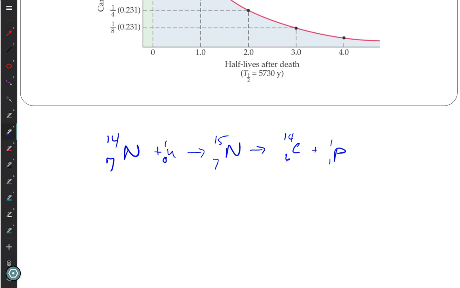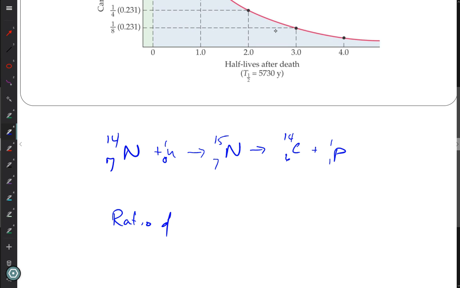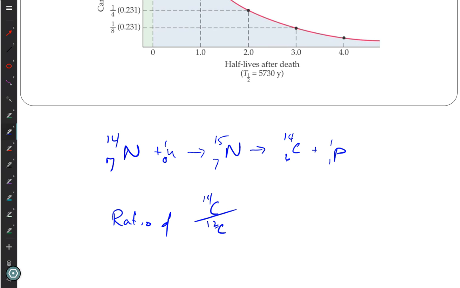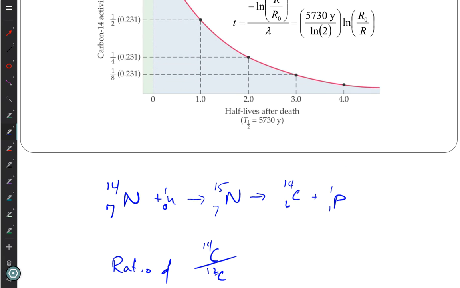But when you die, you stop eating. And because you stop eating, you're not replenishing that carbon-14. And so in your body, you have, of course, a majority carbon-12. And what they measure is the ratio of carbon-14 to carbon-12 in your body. Actually, I think it's carbon-13, but I'm writing carbon-12 here. The 12 to 13 ratio is pretty fixed. So they measure that ratio.